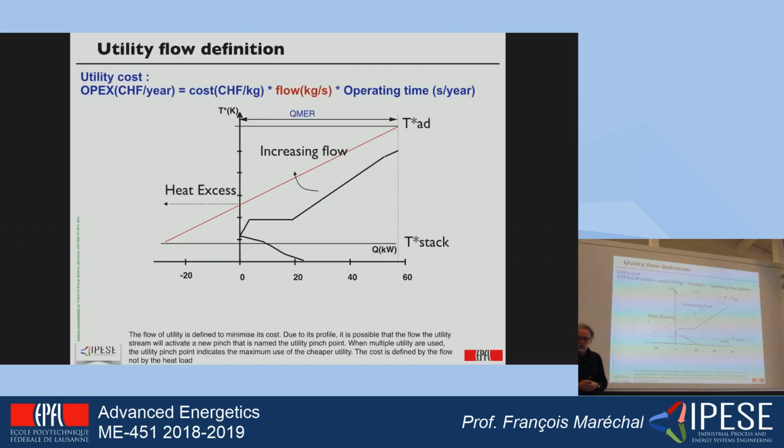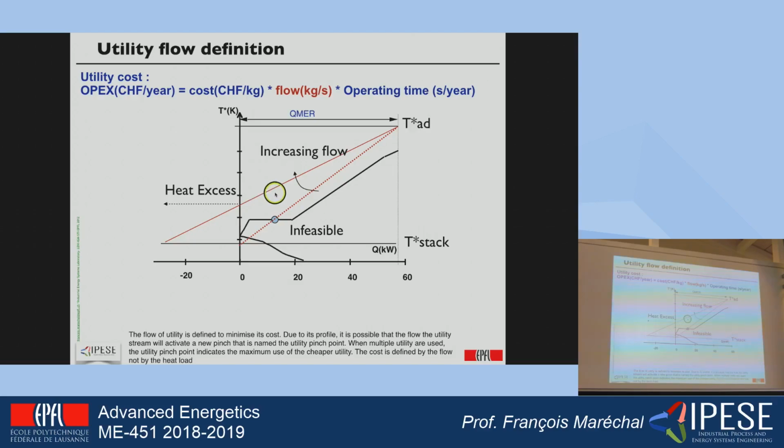And this is just the conclusion of this. Now, I have two temperatures. On the one hand, the temperature of the adiabatic combustion. On the other hand, the stack temperature. And I have to define what is the amount of flow that I have to put in the system. And if I'm changing the flow, the two temperatures will not change, but the slope will change. And the cost will change as well. Okay? So, what is the best case?